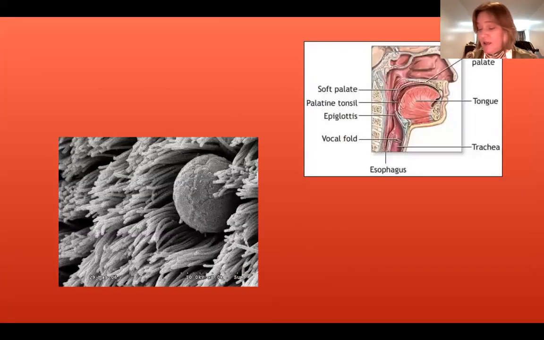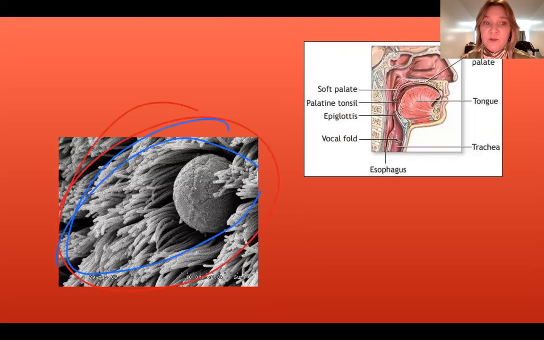This is the cilia that I was talking about. So that's what the epithelium in your respiratory tract looks like. These are cilia, short little hairs. It's also covered in mucus, which helps to trap particles.